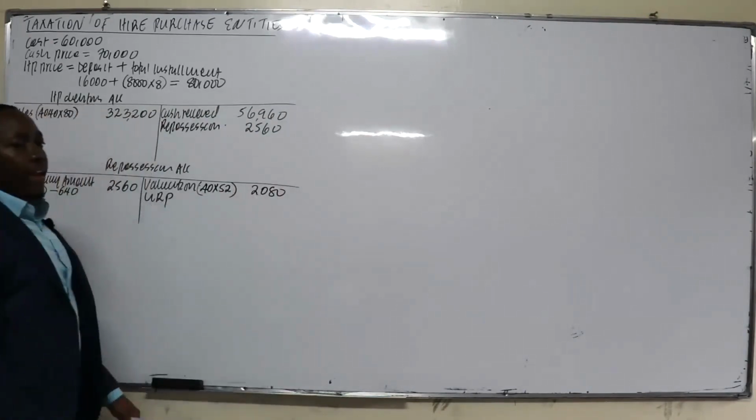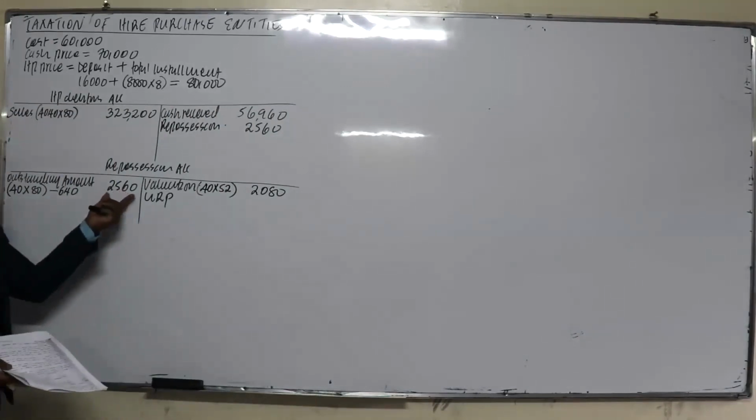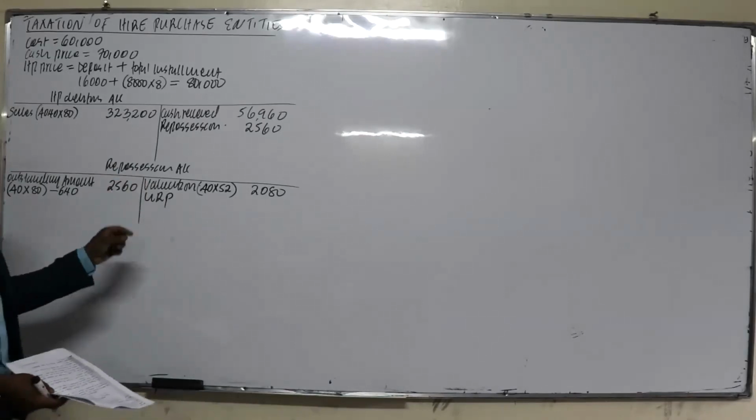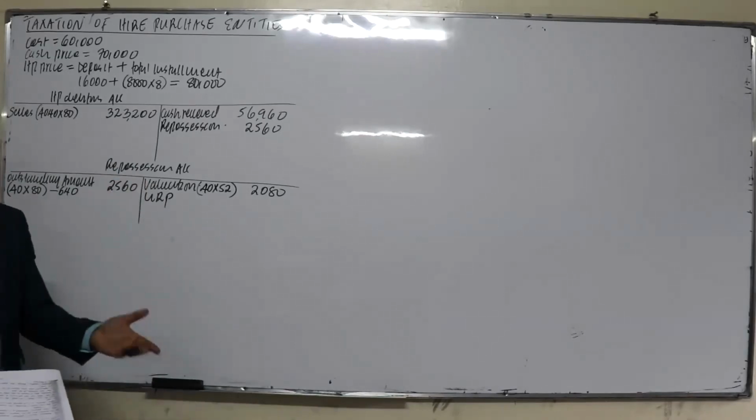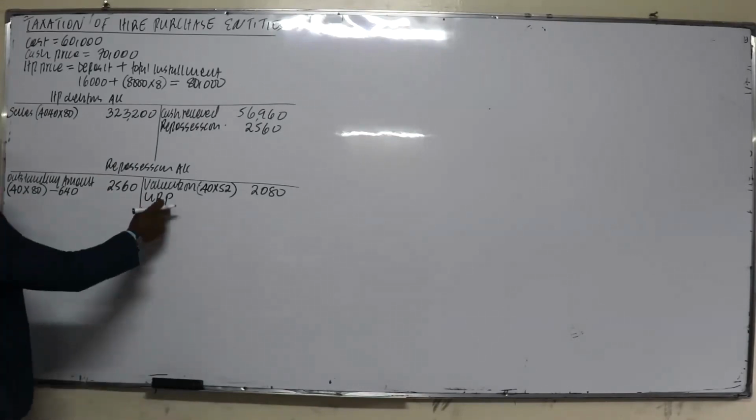2,080. Then you need to provide for unrealized profit. You see this outstanding amount. We had recognized these sales at hire purchase price. There was a profit we were expecting to receive from this customer, but now we have repossessed the item, so we won't get that profit. So you provide for unrealized profit.